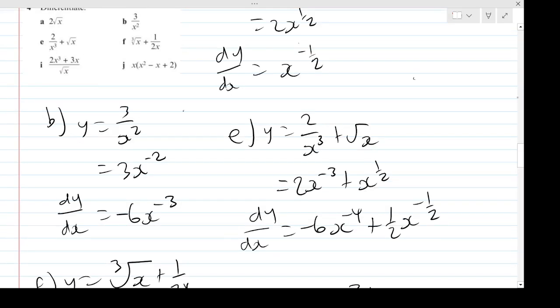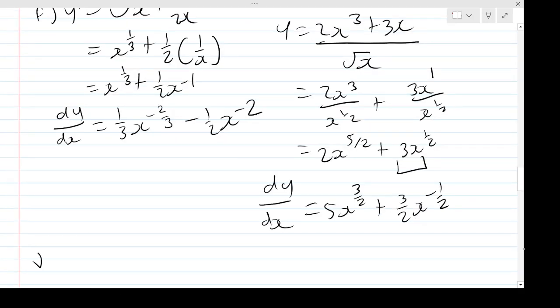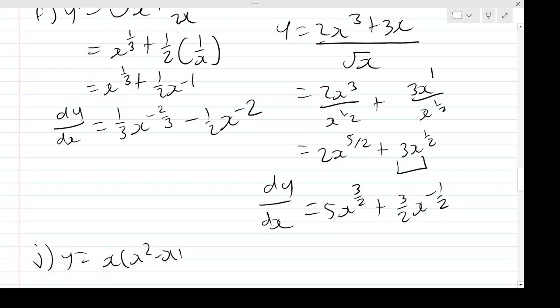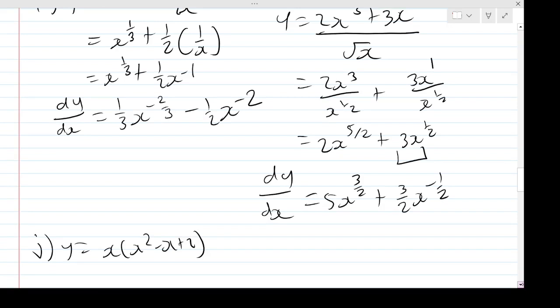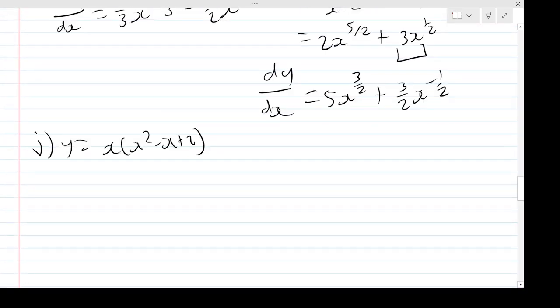We have part J, we have x times x squared minus x plus 2. Well, again, I can't have them times together. I only know when I'm adding them. So I can expand the bracket, right? So then I can do x cubed minus x squared, add 2x, and now this is a form I can differentiate because it's all in terms of powers of just x, right?